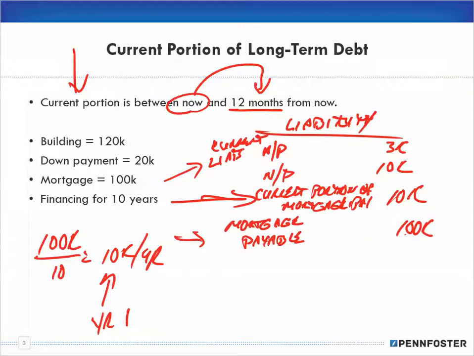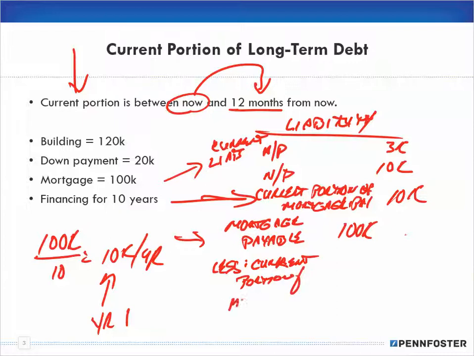So what ends up happening is I have to do a mathematical calculation. So I move one column to the left, and then I put less current portion of mortgage payable, right? So that's $10,000, okay? And since in the mathematical calculation I have to show the $90,000, okay? So what does this do all for me?